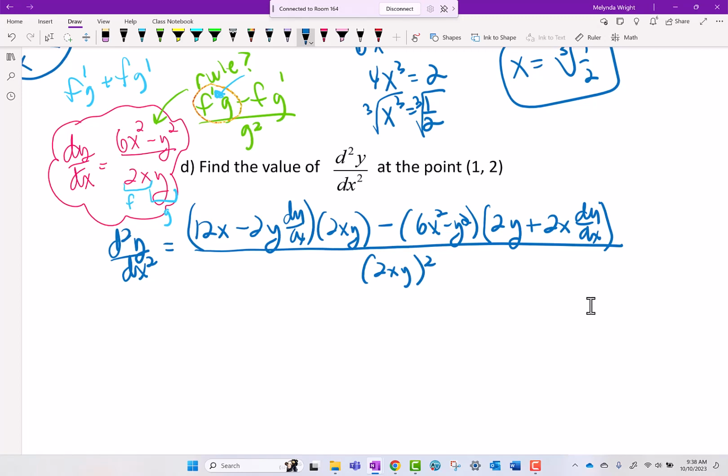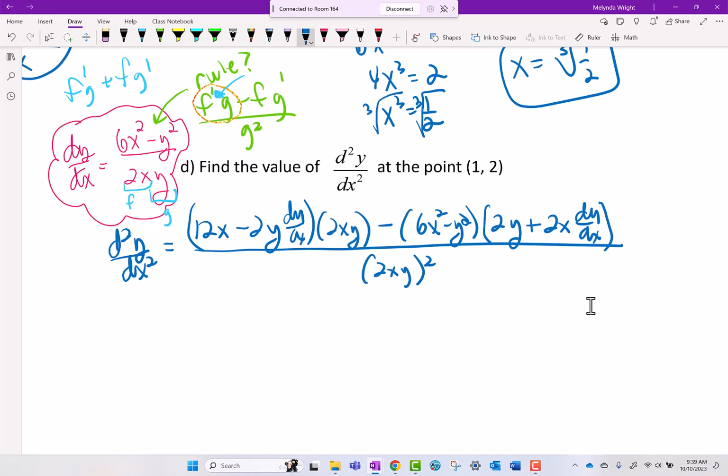Now, I just want to share, if we were just finding this equation, what do you think we would have to do with the dy/dx's? Do you think they could stay there? Nope. What would we have to replace the dy/dx's with? 6x squared minus y squared over 2xy. Let's talk about some fun algebra right there. Right? You with me? You're like, no, stop.